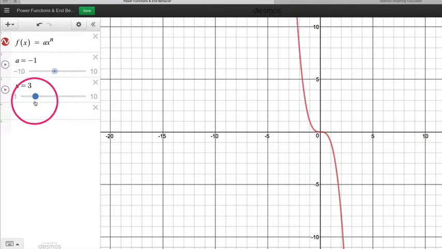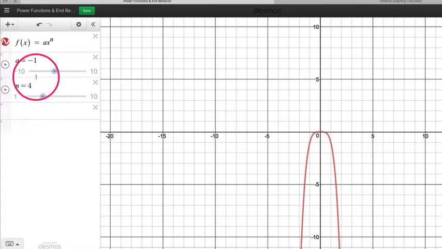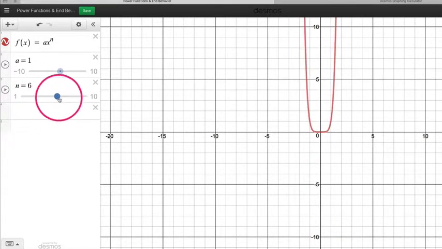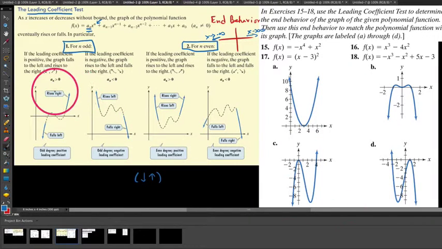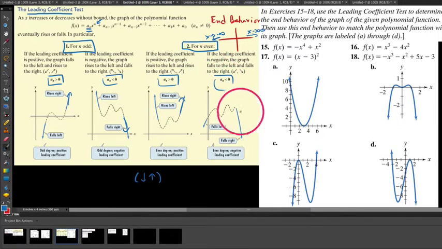So the fascinating thing about that leading coefficient is it always tells you the right-hand behavior of any polynomial function, no matter what, if you know its sign. And so that's of course the other thing that we had listed here in our notes. If a sub n, which is our leading coefficient, is positive, we rise right. If a sub n is negative, we fall right.